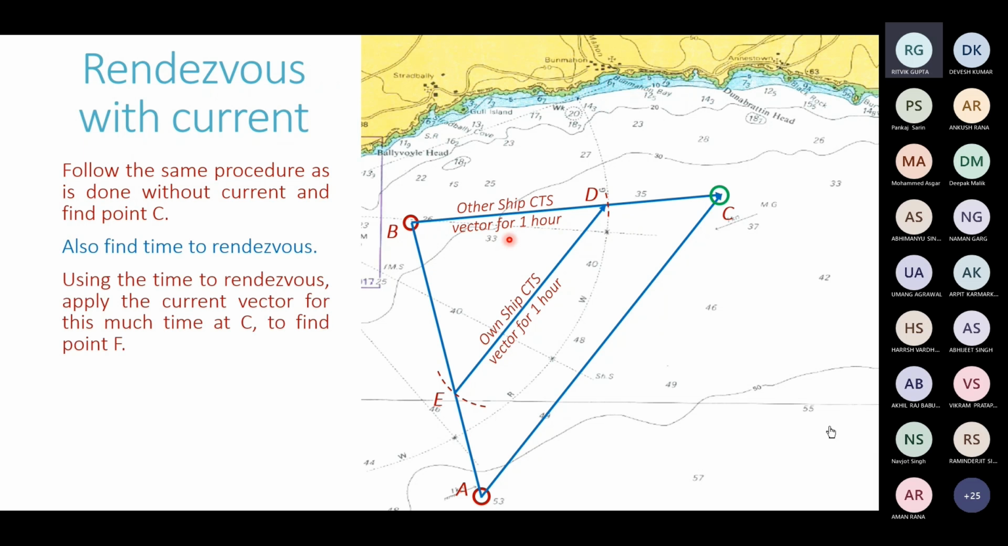Once we have the time, we need to calculate the drift of the current for that time. Let's assume, to keep the question simple, that our rendezvous time from this triangle ABC comes to 3 hours. We are given the set and rate of the current, so we find the drift of the current in the 3-hour period. Once you find that, this current vector goes to point C.